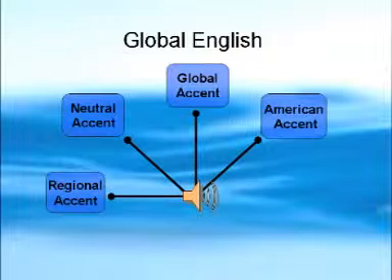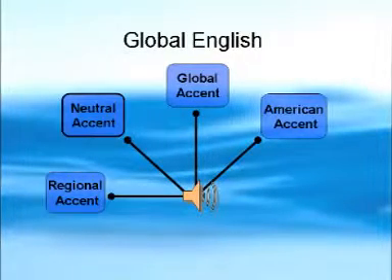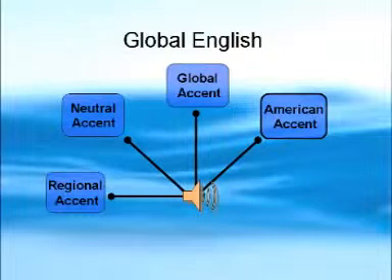Now, when it comes to speaking with an accent, we're slowly going to progress from one stage to the other. Over here, you see 4 stages. The first one is the regional accent stage, followed by the neutral accent stage, then the global accent stage, and then the American accent stage.